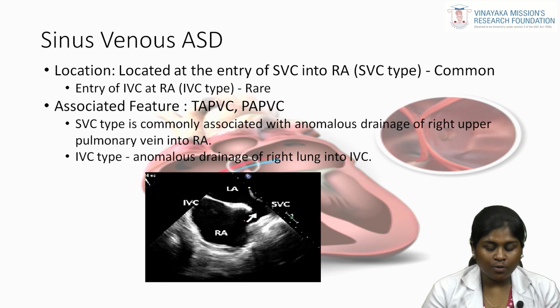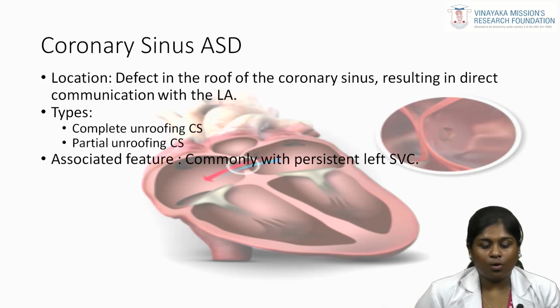By applying color Doppler in this image, we can see the abnormal shunt or abnormal jet through this opening, and that is the shunt or jet of ASD. So next, the last one is coronary sinus, which is the rare defect, unlike any other type of atrial septal defect.